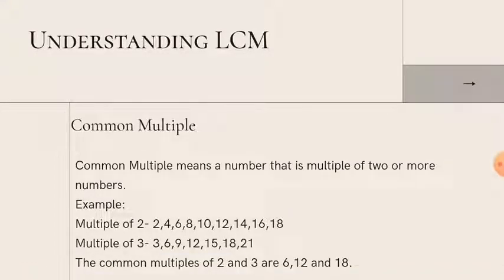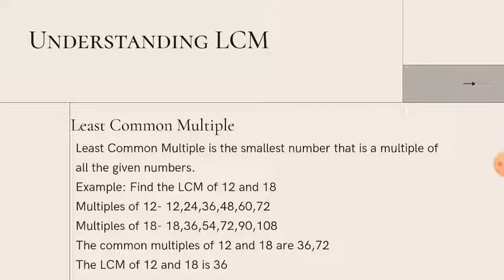We move to common multiple. Common multiple means a number that is a multiple of two or more numbers. Example, we looked at our multiples of 2 and then multiples of 3. So the common multiples of 2 and 3 are 6, 12, and 18. If you check the multiples of 2 and 3, 6 is common in both, 12 is common in both, and 18 is also common in both. So that is why they are common multiples for 2 and 3.